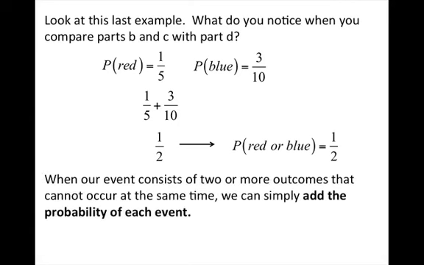When our event consists of 2 or more outcomes that cannot occur at the same time, we can simply add the probability of each event. This is just another way to do this problem. And later we're going to look at some more examples using this. So a formula for this: the probability of A or B is the probability of A plus the probability of B.